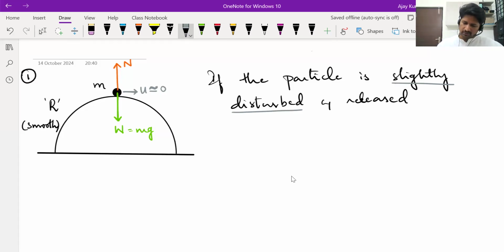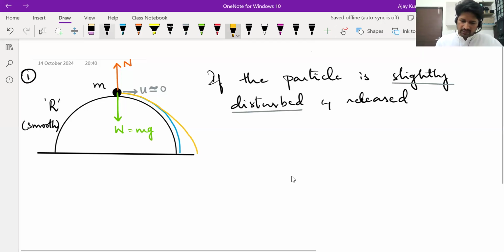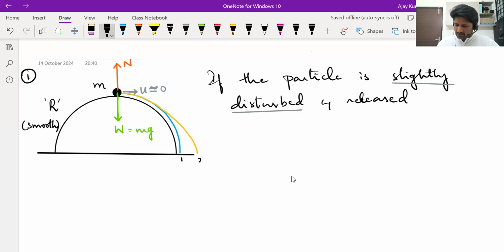Now answer this. You know that if it is slightly disturbed, it will start sliding to the right. Now I'll give you two options. Will it slide down along this surface all the way to the bottommost point like this? Or will it slide along the surface up to a certain distance and lose contact with the surface and fall like this? Which of these do you think will happen? Case 1 or case 2?